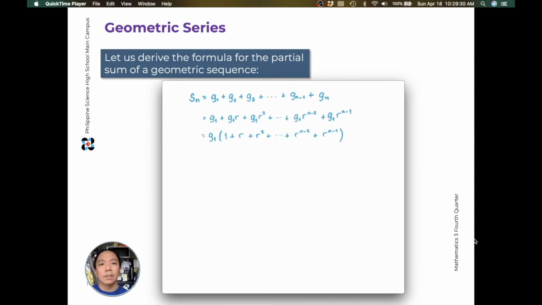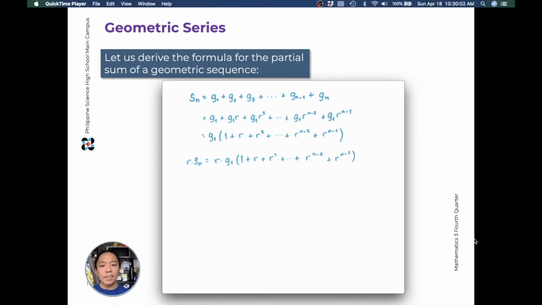Now, the trick na ginawa natin sa arithmetic sequence na ina-add natin yung first and last terms, then second to the last terms, hindi siya mag-work for a geometric series. So, we have to use another trick. And the trick here is to multiply both sides of this equation by the common ratio. So we have r times s sub n. This is just r times g sub 1 times yung 1 plus r plus r squared and so on, all the way to r raised to n minus 1.